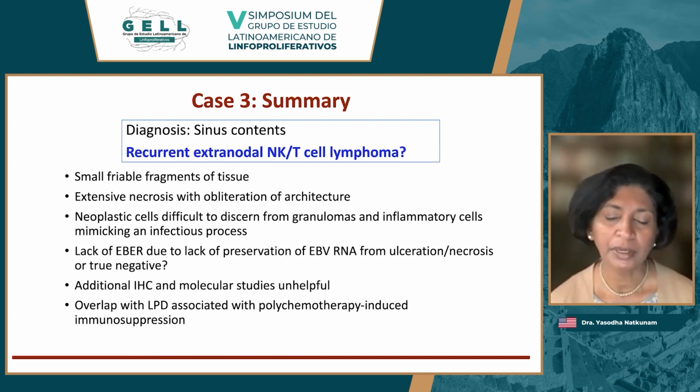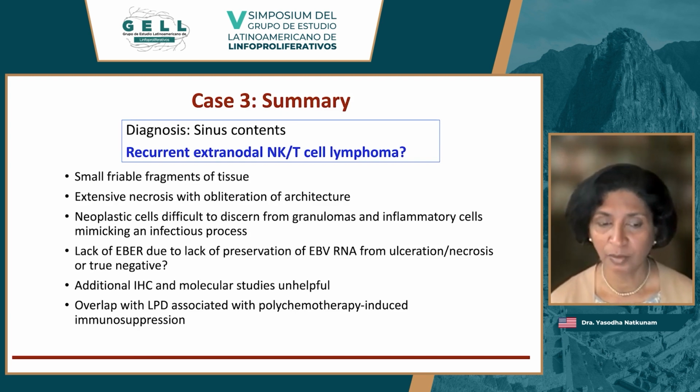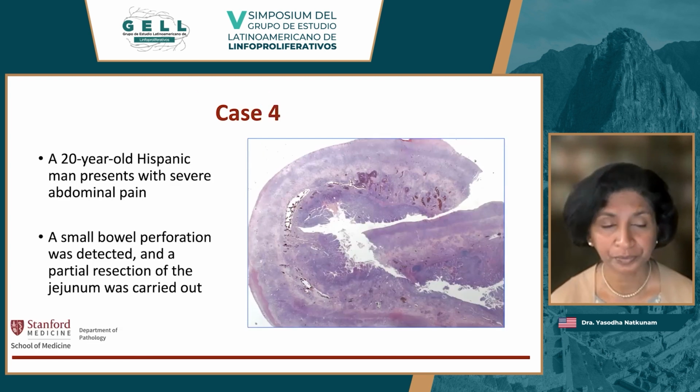So the overlap here is also in a patient who has had polychemotherapy, and polychemotherapy can also induce lymphomas in the immunosuppression setting. So we could not separate this and asked for more tissue in this case.